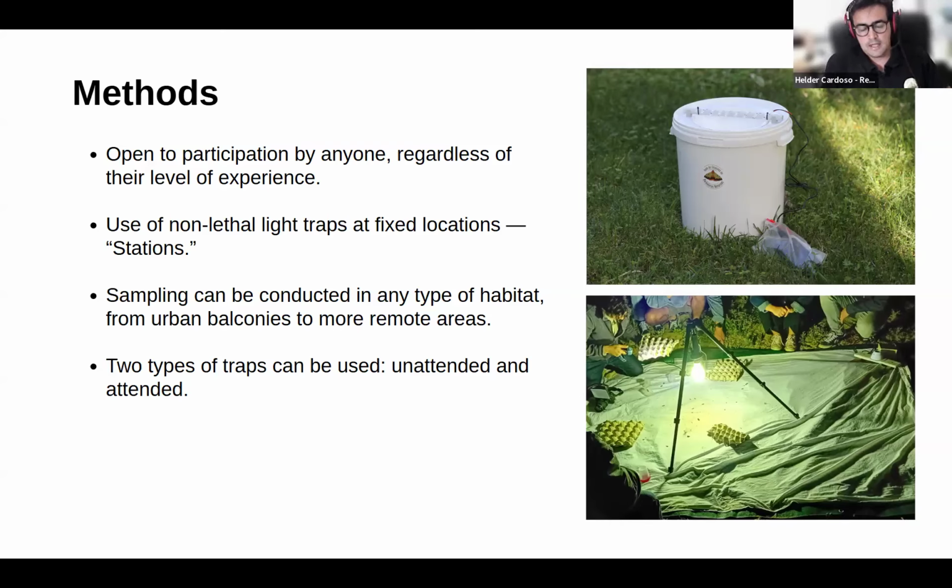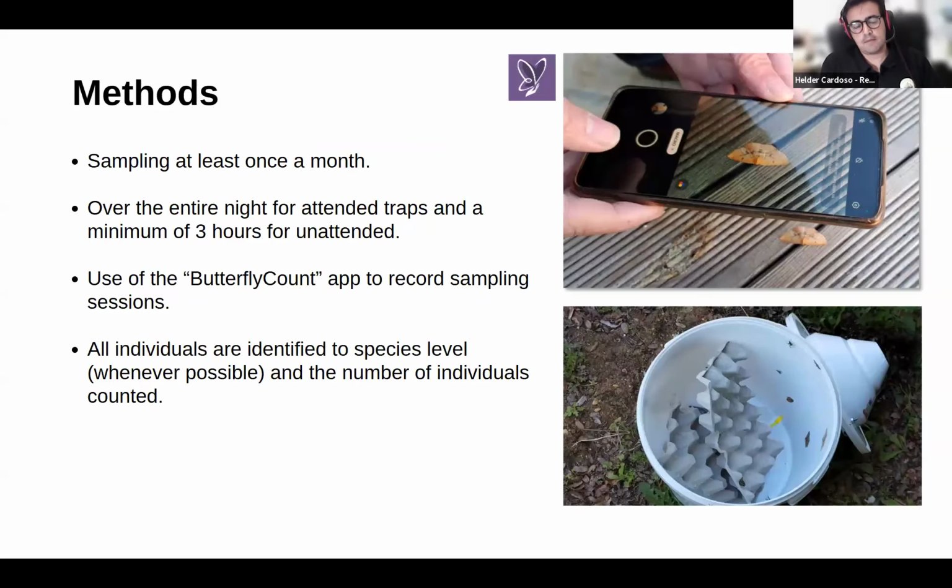And we allow 2 types of trapping methods: unattended and attended. We've been using moth traps, like a bucket with a funnel. And we also allowed some stations to work with a sheet as well. The minimum sampling to participate in the project is at least once a month. Most stations do more sessions than this. Some stations do weekly traps, sometimes every 2 or 3 days.